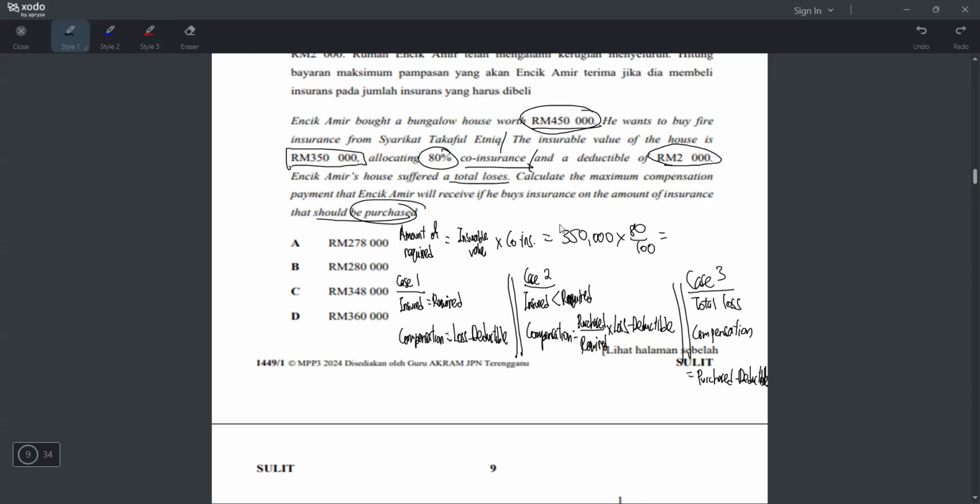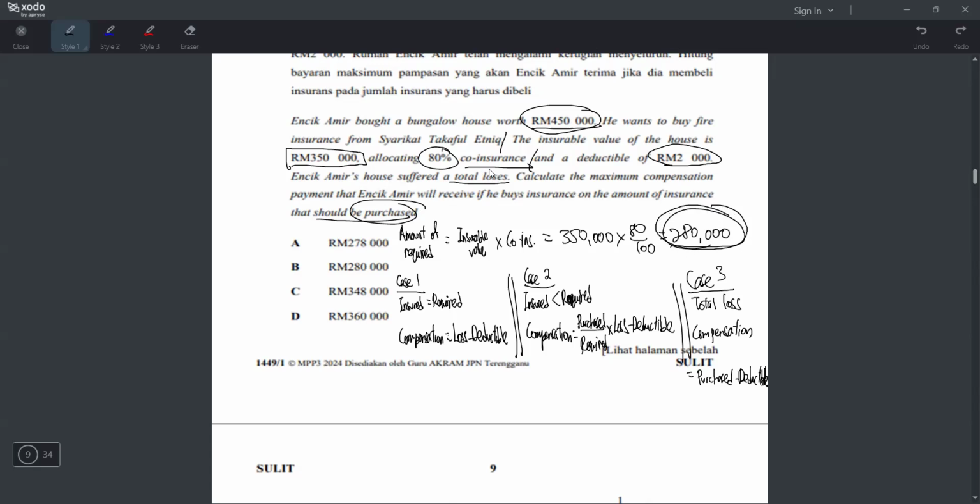So my calculator gives me 280,000. What is this? This is the jumlah yang harus dibeli, or the amount required, right? And what happens here? He buys the insurance on the amount that should be purchased. It means this is the required value, and he also purchased this value, 280,000.